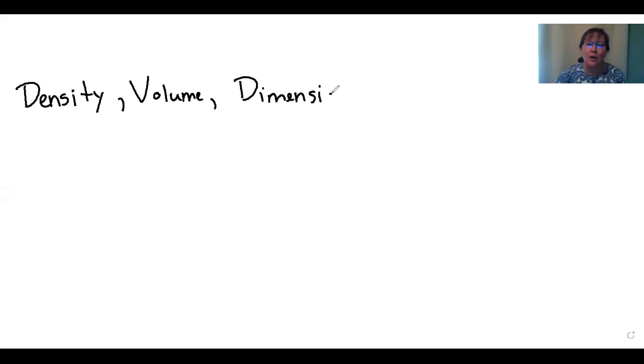So now what I want to do is give you a couple of practice problems. One of them is the idea of density, volume, and conversions or dimensional analysis. So we're going to combine all of this in one problem. And unfortunately, or fortunately, chemistry involves a lot of math where we combine a whole bunch of different things instead of just one thing.